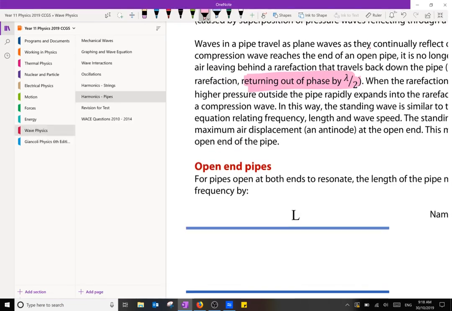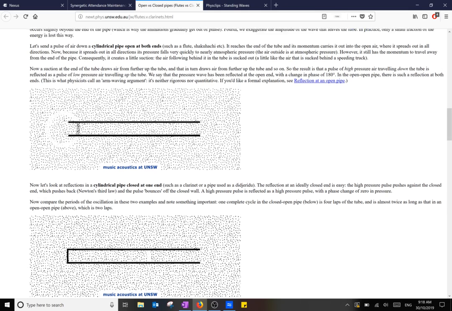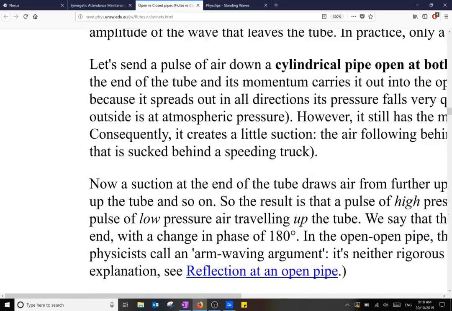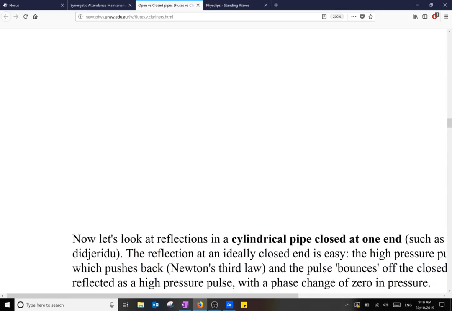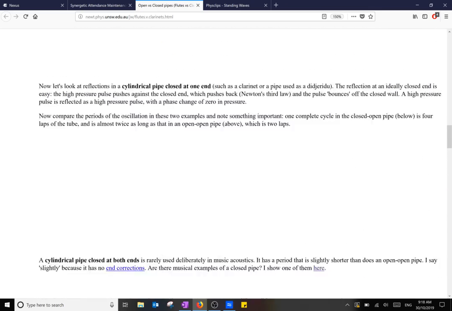Now, let's have a look at the UNSW example of this. Here we go. Oh, thank you, yep. Core i7, 16 gig of RAM, and it can't just zoom out. Frickin' page.